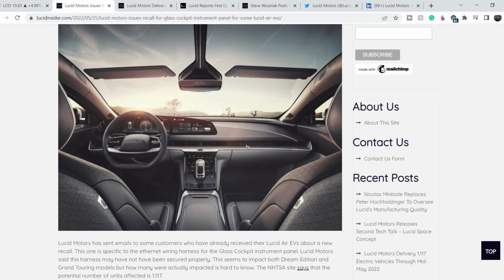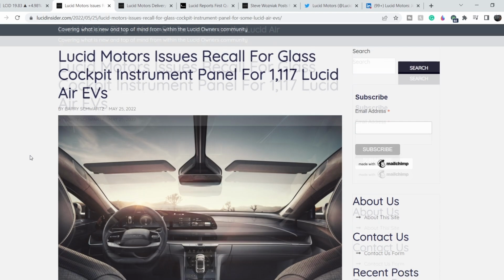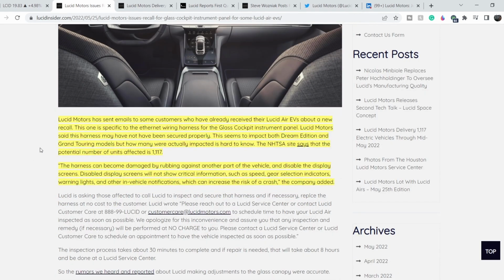And first of all, let me show you this article. We are on lucidinsider.com, and this article was published on May 25th, and it said, Lucid Motors issues recall for glass cockpit instrument panel for 1,117 Lucid Air EVs. And let me quote you this. Lucid Motors has sent emails to some customers who have already received their Lucid Air EVs about a new recall. This one is specific to the Ethernet wiring harness for the glass cockpit instrument panel. Lucid Motors said this harness may not have been secured properly.